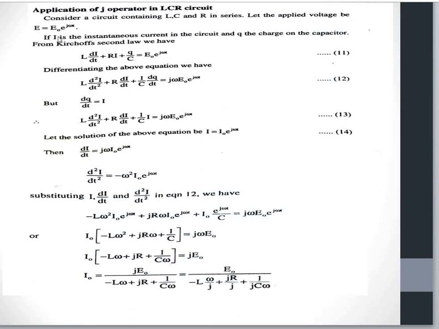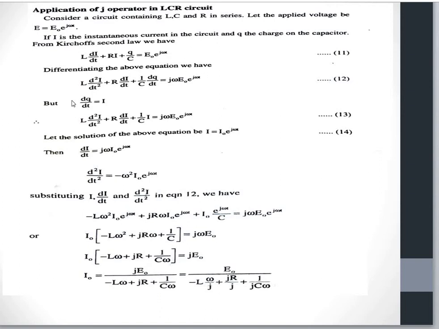So this is the complex form of representing the potential or field. I is the instantaneous current in the circuit and Q is the charge. From Kirchhoff's second law, we know that L di by dt plus Ri plus Q by C is equal to E0 e raised to j omega t. So in the series LCR circuit, we write the equation for the potential.